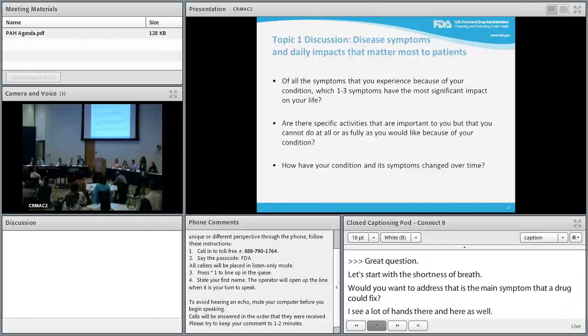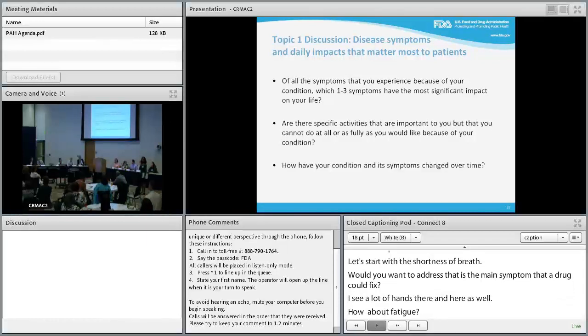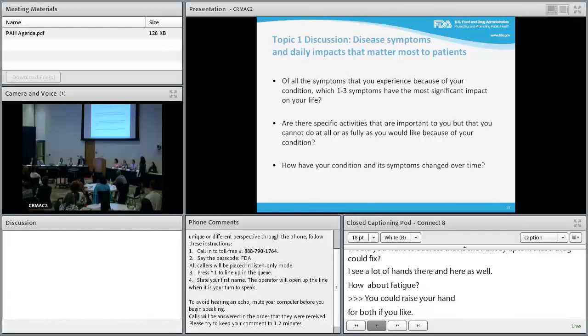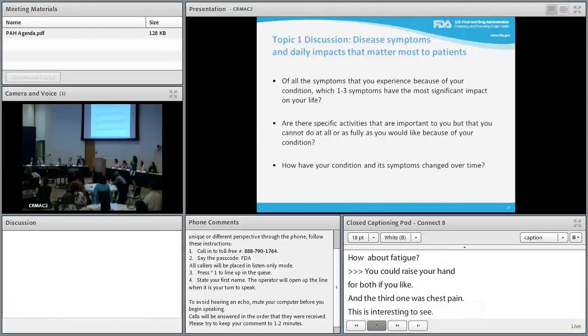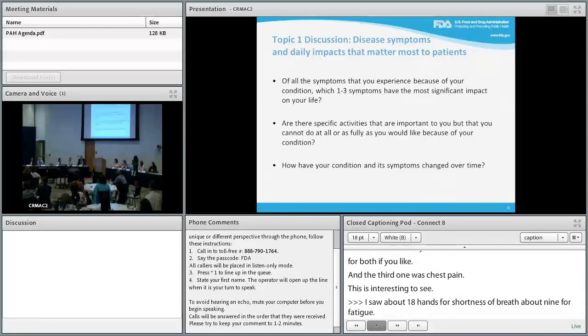You can raise your hand for both if you'd like. And the third one was chest pain. Okay, this is interesting to see. I saw about 18 hands for shortness of breath and about 9 for fatigue, and none for chest pain. Yes, about half as many. Yep, I didn't see any for chest pain either.